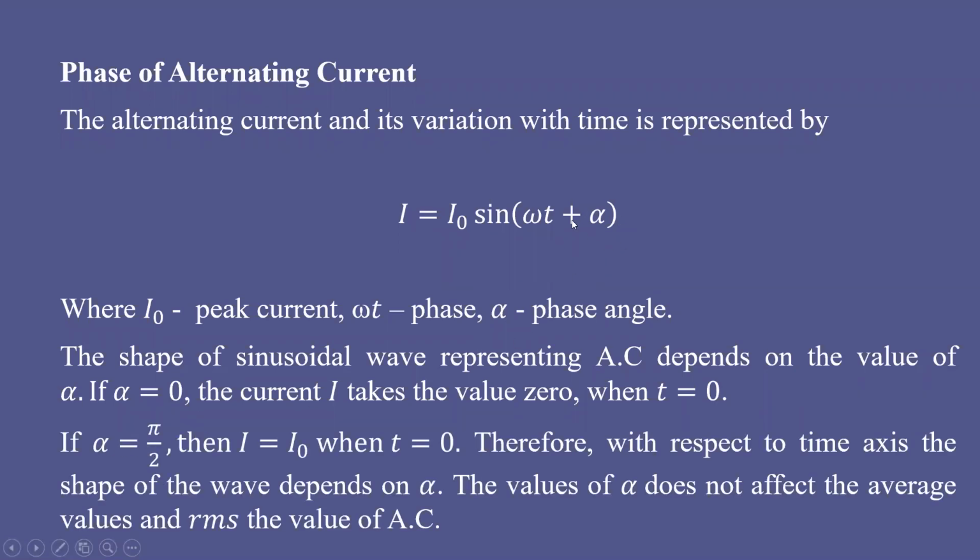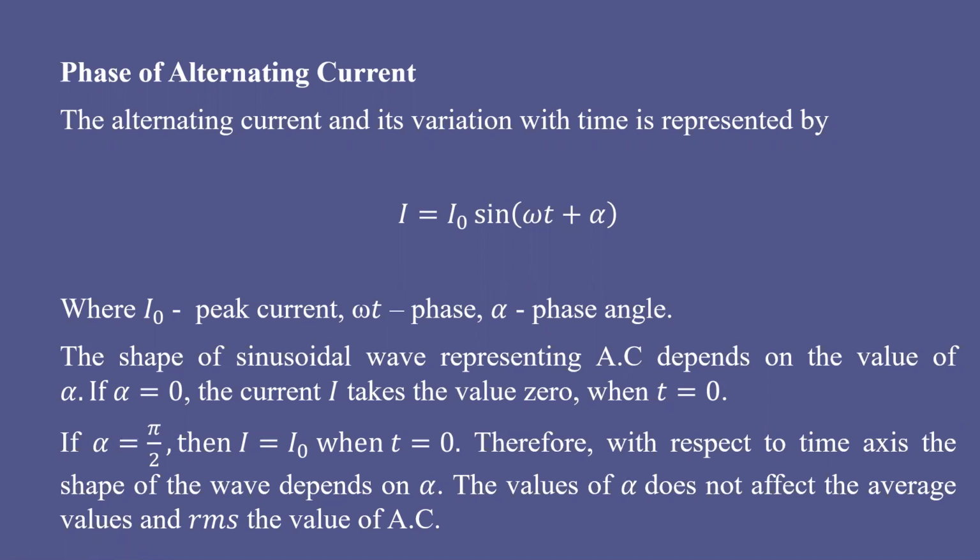Okay, if alpha is pi by 2, what will happen? If the phase angle alpha is pi by 2, then I will be equal to I naught when t equal to 0. If alpha is pi by 2, you put t equal to 0, you will get sine of pi by 2, that is sine of 90 degrees. Sine of 90 degrees is 1. So then I will become equal to I naught. Therefore, with respect to the time axis, the shape of the wave depends on alpha. So at t equal to 0, I will be at I naught, so the sine wave starts from the I naught value.